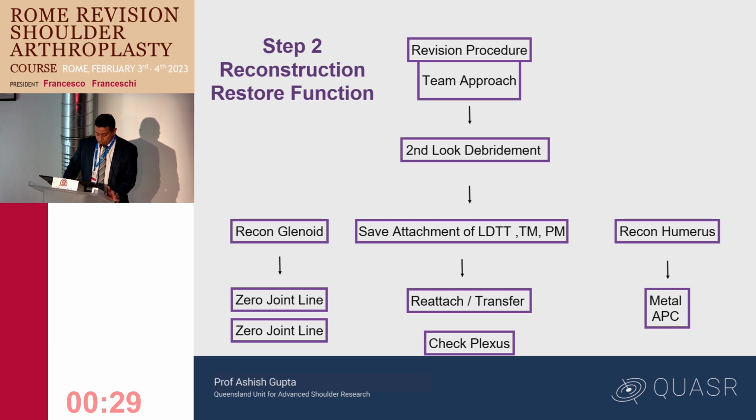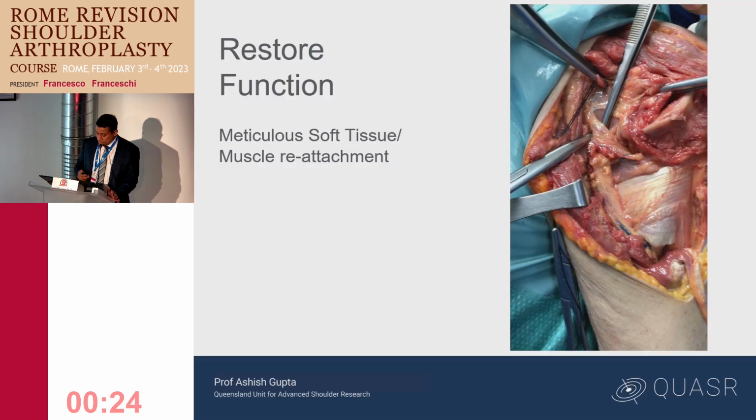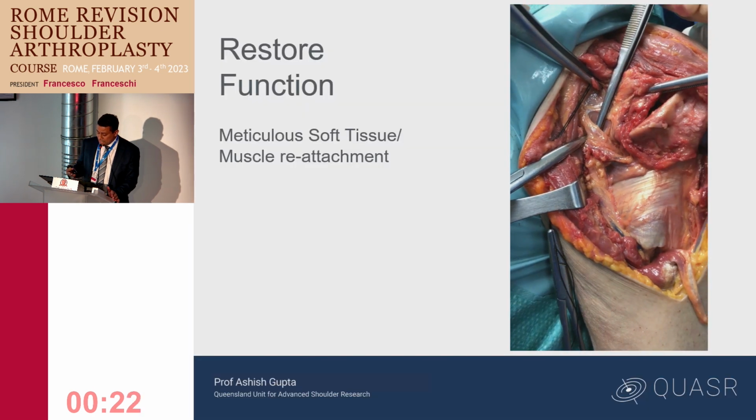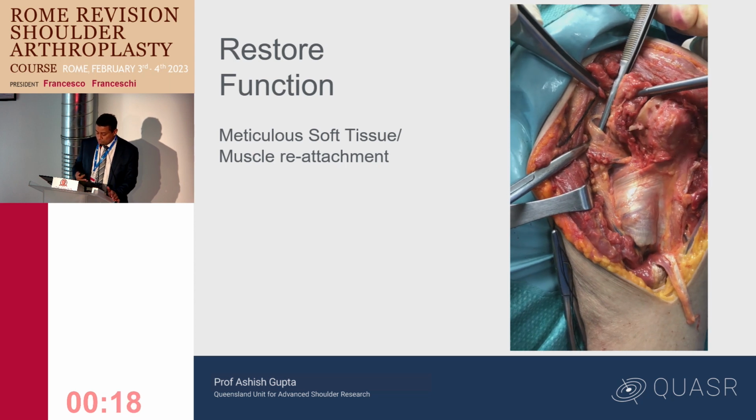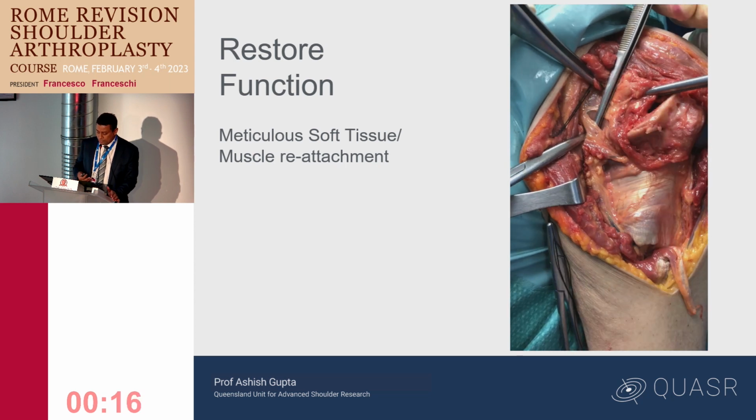Soft tissue is the key to prevent redislocation, and then it's dealer's choice whether APC or muscle. So this is lat dorsi and the teres major, which is a massive stabilizer for the shoulder. So I try and reconstruct this back every time.